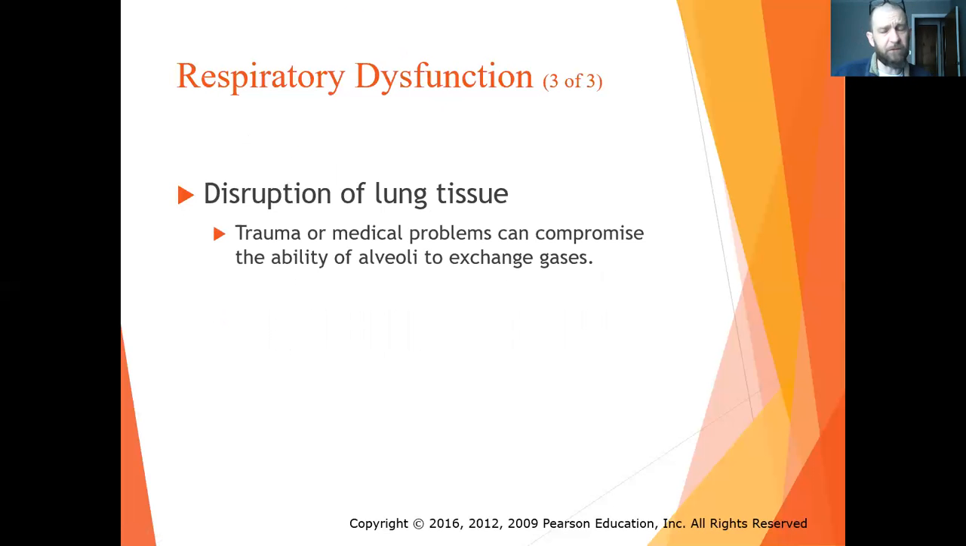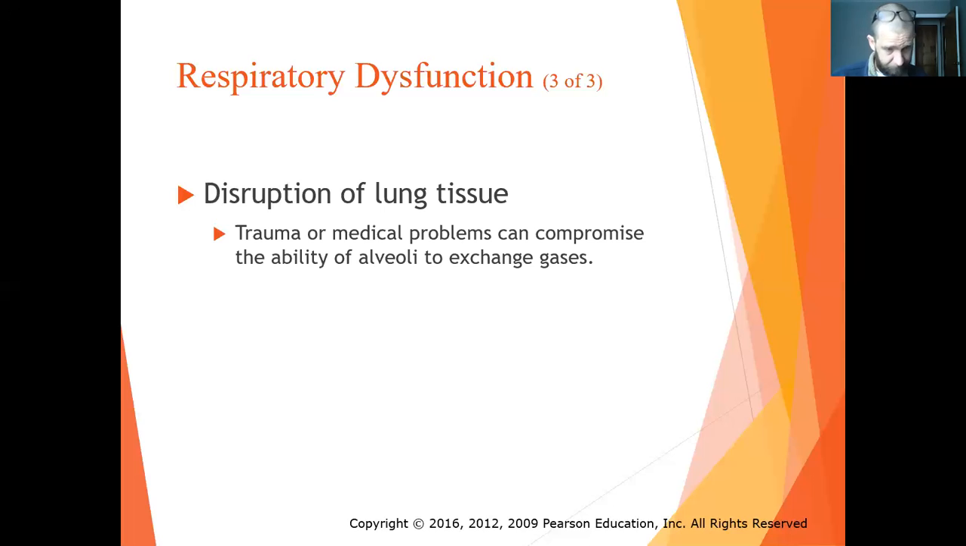The third way is disruption of lung tissue itself. So if it's been shot, stabbed, some way disrupted through trauma, right? Or medical conditions. It compromises our ability to get oxygen to the alveoli so the gas exchange can take place.